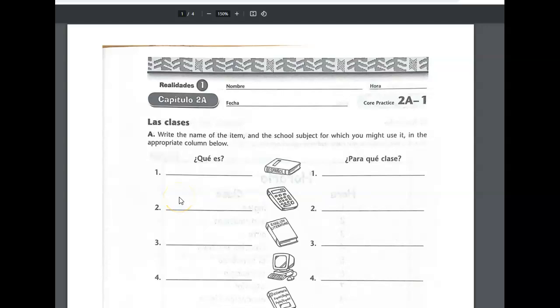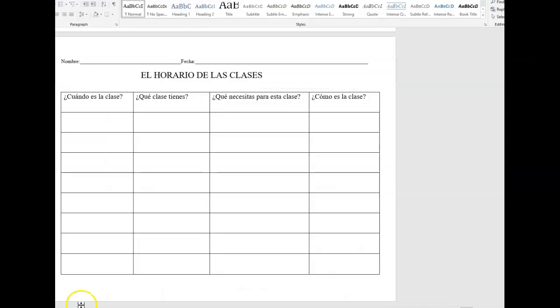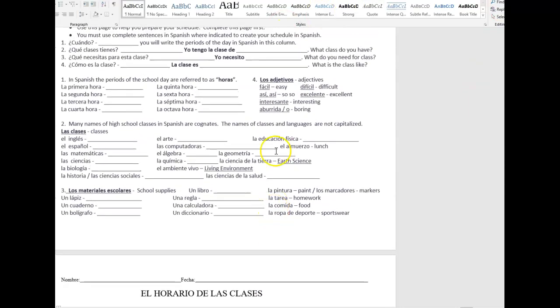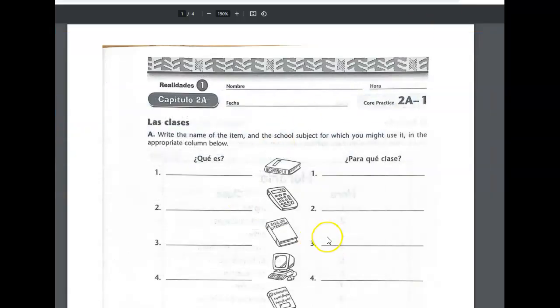So for this first section, las clases, write the name of the item that you see pictured here on the left. And then the class that you would associate with that item on the right. Again, this handout would be great as a reference. Try not to use it too much if you can, but utilize it to the extent that you need to complete both of these. So for example, number one, el libro. ¿Para qué clase? La clase de español. El libro, la clase de español.